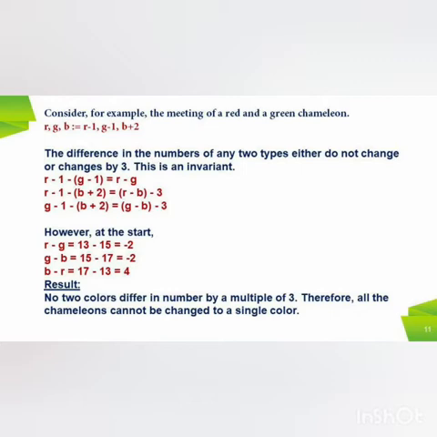Here no two colors differ in number by a multiple of 3. Here we got the same number, that is minus 2, and also it is not a multiple of 3. Therefore all the chameleons cannot be changed to a single color.